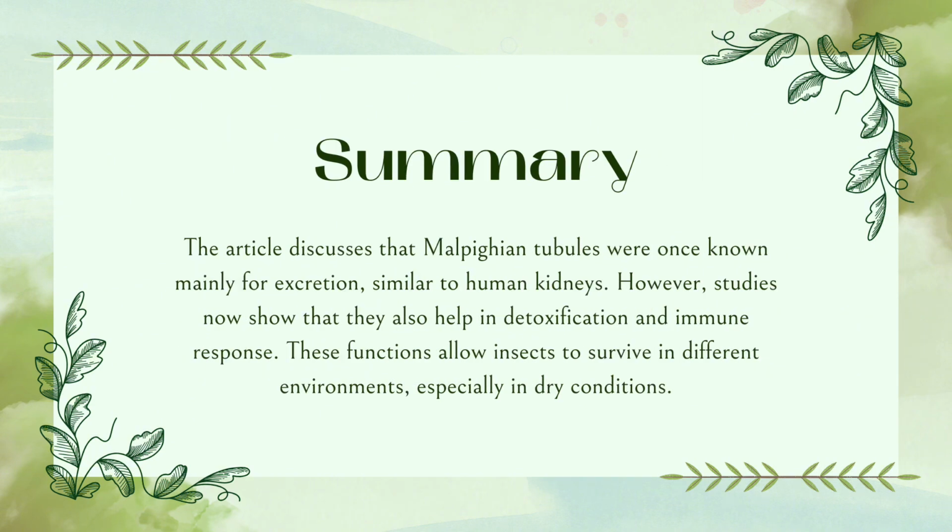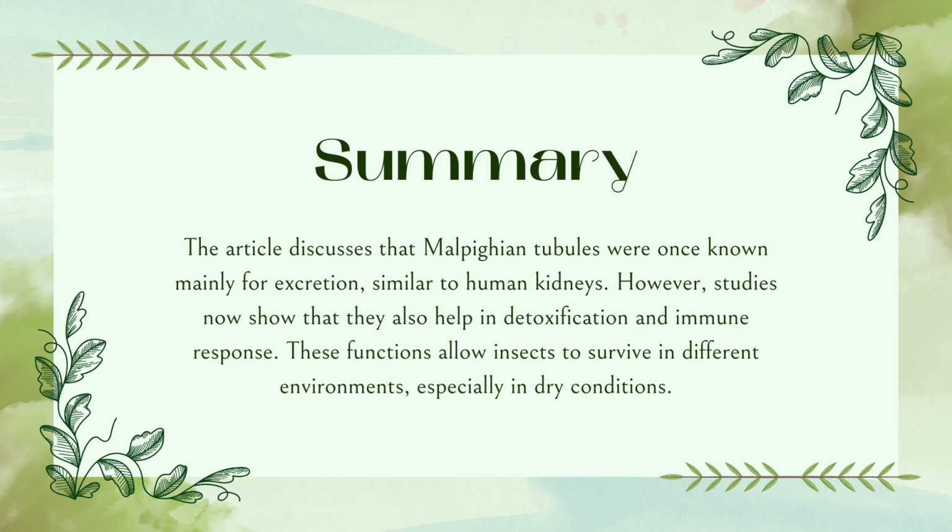So, for the summary, the article discusses that Malpighian tubules were once known mainly for excretion, similar to human kidneys. However, studies now show that they also help in detoxification and immune response. So these functions allow insects to survive in different environments, especially in dry conditions.